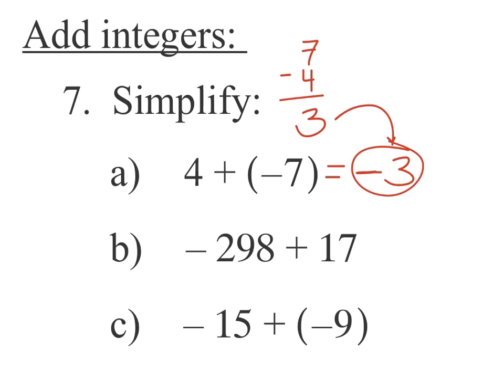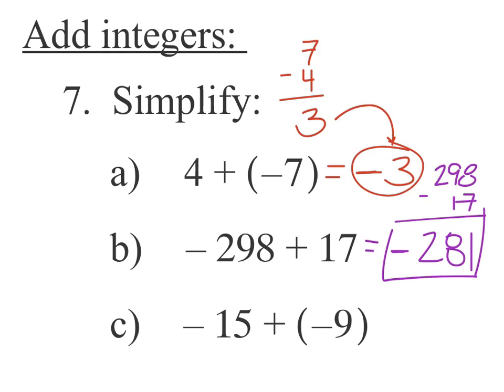And for B, again, I know there's a lot more negatives in this one, so I got a negative answer. Then I take the big number, 298. I subtract the 17. And this would be my final answer. 8 minus 7 is 1. 9 minus 1 is 8. And then the 2 just drops. So the final answer on this one was -281.